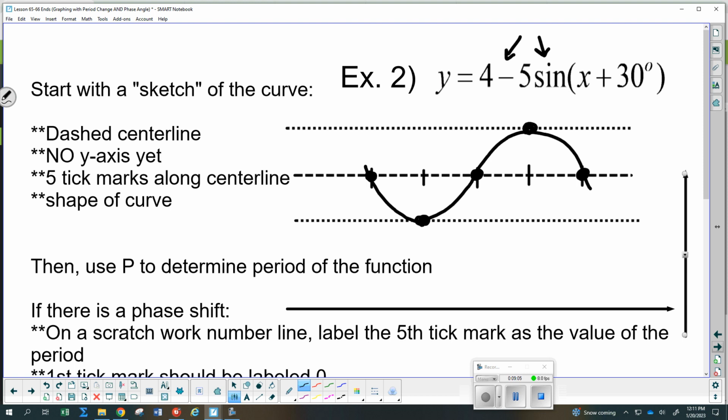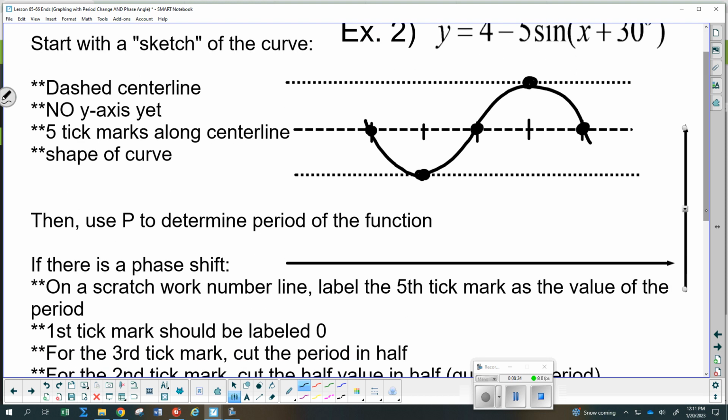Have I had a period change or a horizontal shift or both on this one? Francis, what do you think? Period change, horizontal shift, or both? And period change or not? Nope, because this is a 1 right here. So we've only had a horizontal shift. This one is in degrees. What is a normal period for degrees? 360. So what that means is whatever the starting point is here, up to here, is still 360 degrees long.